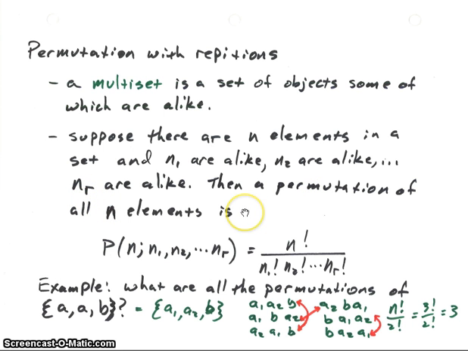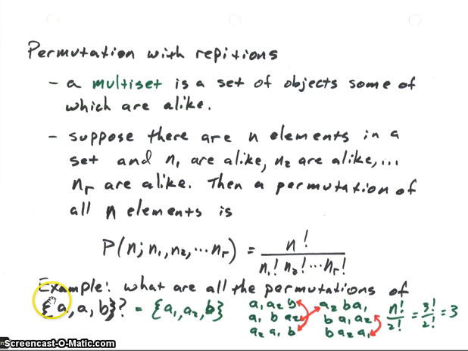Now, if we're pulling out permutations, and we're doing all n elements, then of course we would have n factorial possible, but since some of them are alike, we don't have quite as many possibilities as an outcome because we might choose the same element in different places. Because of that, we divide that n factorial by each of those numbers that are repeated, factorial. So we have n1 factorial, n2 factorial, and so on.